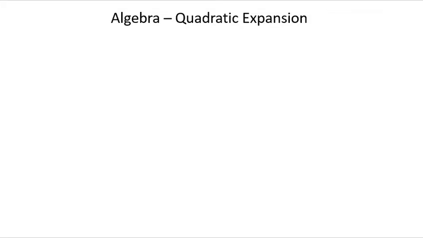Today we are still on quadratic expansion, but we are looking at a special case where you have more or less the same terms in both brackets. Not exactly the same terms, but one has a plus in the middle and the other has a minus in the middle. So have a look at this and let's see what happens.